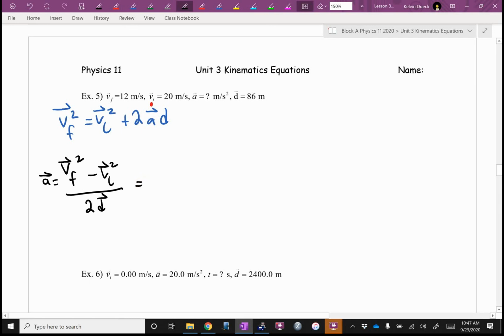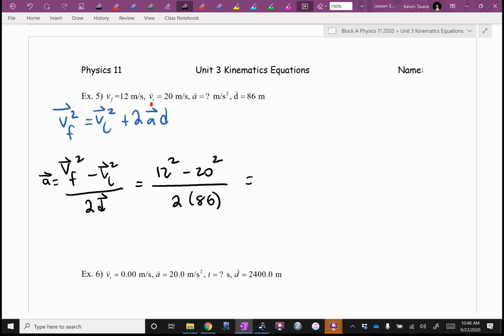We always write out the numbers until we get good. Oh, no, careful, Mr. Dewick. VF is 12 squared minus 20 squared all over 2 times 86. Is this a fraction? Well, then you're going to use the fancy schmancy fraction bar. Those of us that don't have that, Max, is there more than one thing on the top? Yes. Is there more than one thing on the bottom? Yes. Brackets around the top and brackets around the bottom.